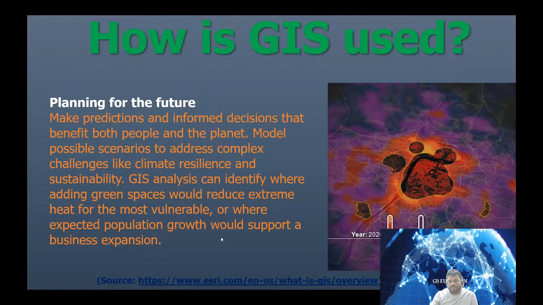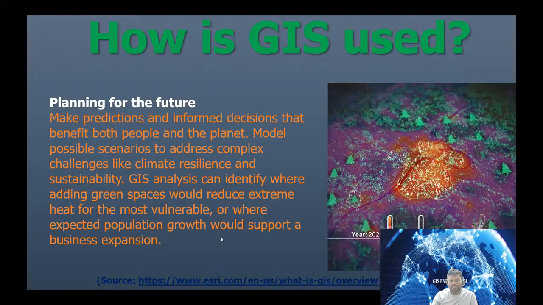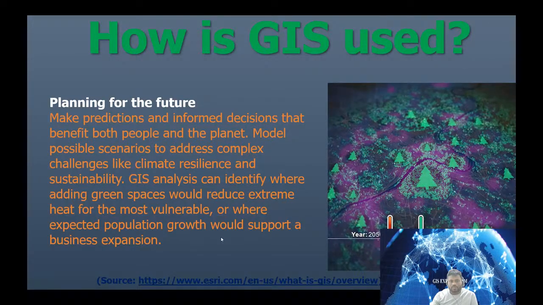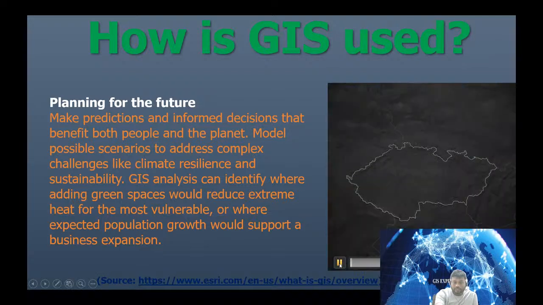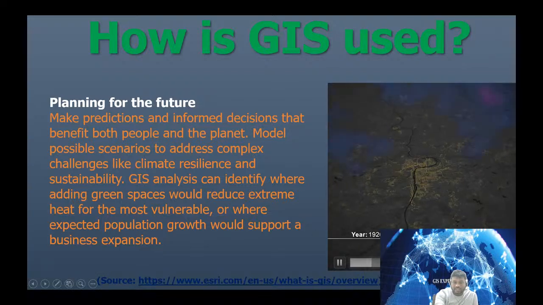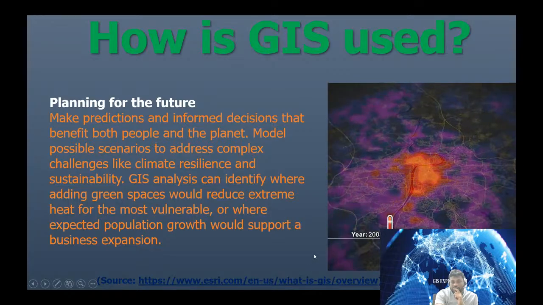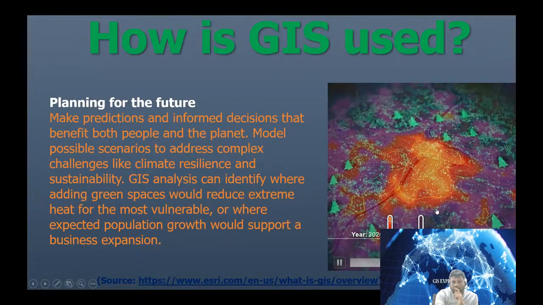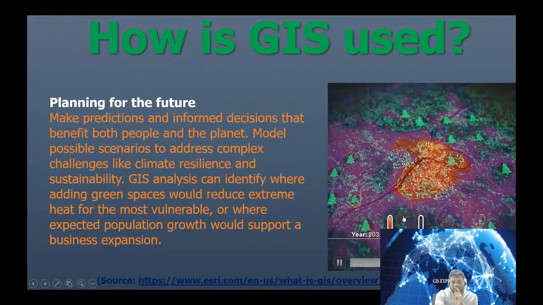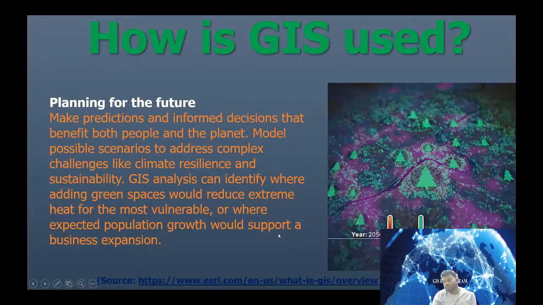So basically, this is a land where we are planning, making predictions and informed decisions that will benefit both people and planet, modeling possible scenarios to address complex challenges like this. So the first year, the barren land, year 1992, the heat index is very high. So we are growing trees, and the heat index is reducing. Trees are planted, and that makes the greenery. So this is planning for the future. You can predict the future of this, so make urban planning.